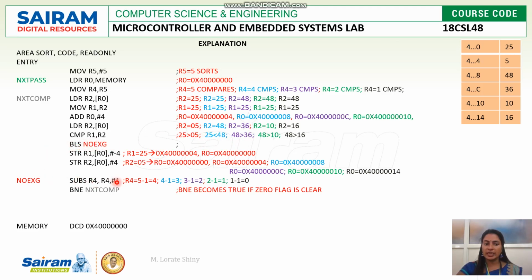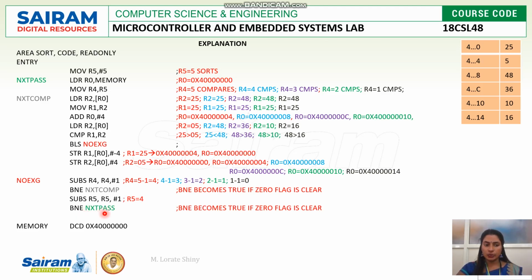In the no exchange loop, I am decrementing the compare count register, which is R4. So now it is 3. Again the zero flag is not set, so we will repeat this until R4 becomes 1. By that time we will complete the first sort. Once the first sort is over, we will decrement the sort counter register, which is nothing but R5. Here also the same BNE is written, so I am checking the CPSR zero flag.